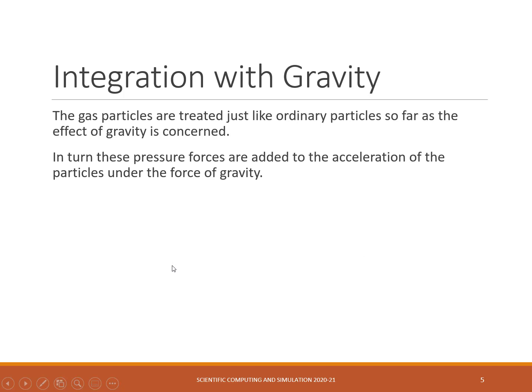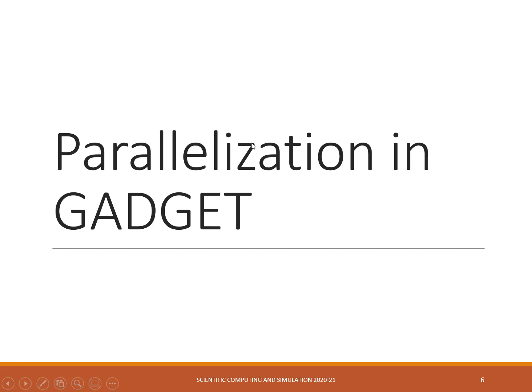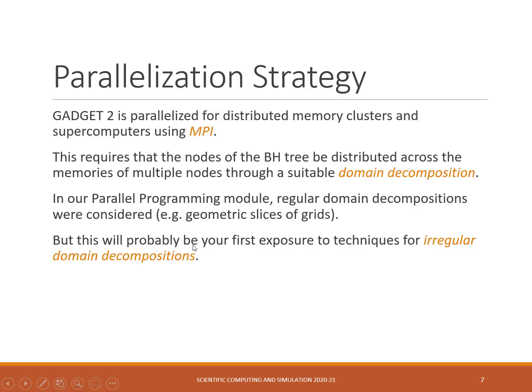So, GADGET takes into consideration the impact of two forces on the particles: pressure forces from fluid dynamics and gravitational forces as discussed in n-body simulations last week. Now, we want to discuss the parallelization strategies in GADGET. GADGET 2 is parallelized for distributed memory clusters and supercomputers using MPI. In the parallel implementation, the nodes of a Barnes-Hut tree are decomposed, distributing across cluster nodes.